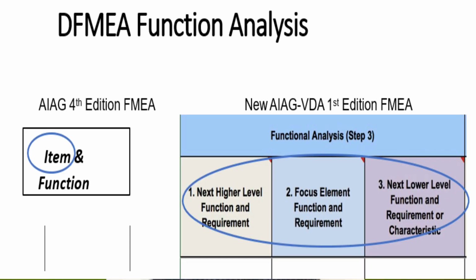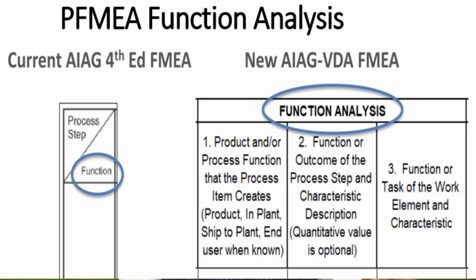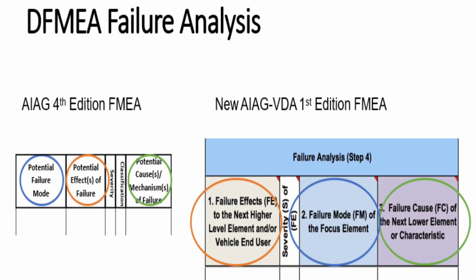Something similar is in function analysis also. The only word was item, but now they are talking about focus element, next higher level function and next lower level function. Something similar is in PFMEA also, wherein earlier the word was function. Now they are talking about the function or outcome of the process step and the characteristic. Then they're talking about the product or process function that the process item creates, inside the plant, when it is shipped to the customer or maybe to the end user. And lastly, they are talking about the function or task of the work element and the characteristic.